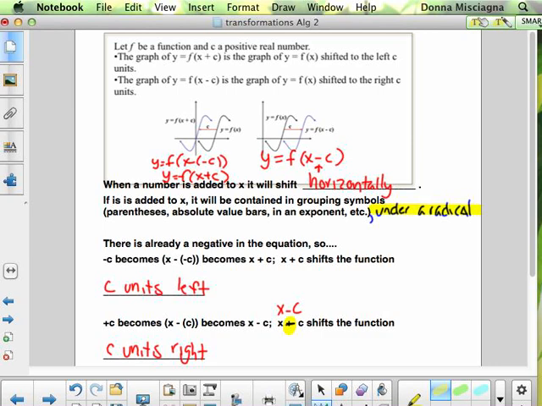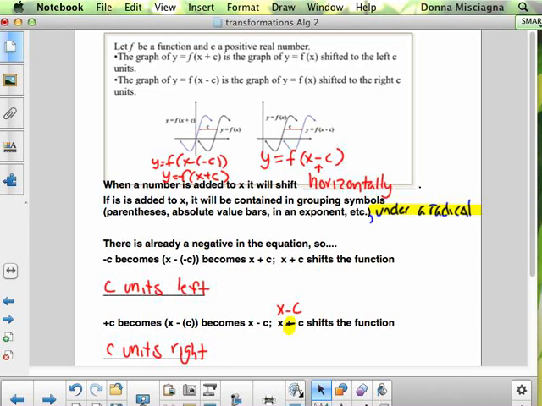Under a radical. That says under a radical. Let's fix that R. I don't know if I fixed it, but that's radical, R-A-D-I-C-A-L. There's already a negative in the equation, so negative c becomes x minus a negative c, becomes x plus c. X plus c shifts the function c units left. Plus c becomes x minus c, right, becomes x minus c. So x minus c shifts the function c units right.